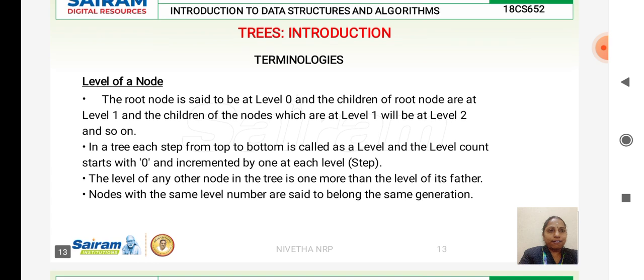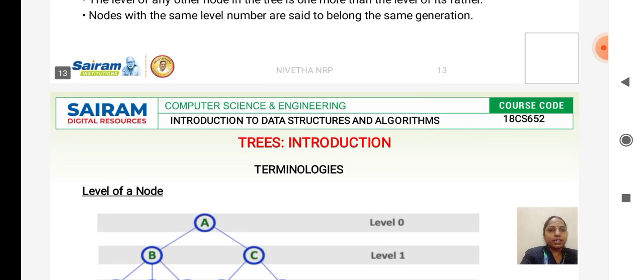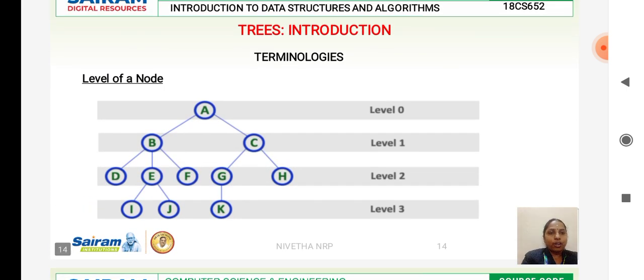Next is the level of a node. The level of the node determines the height of the tree. See here, how many levels do we have? We start from the root node. From A, the root node is considered level 0. Then we count the edges, and we say that is level 1, B to C.